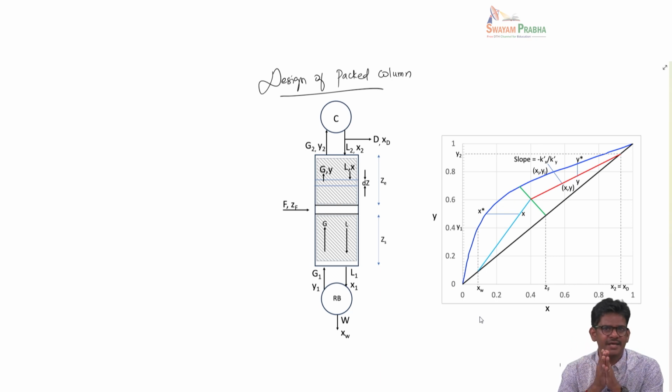And the packing material again is similar to what we used in absorption and stripping columns: Raschig rings, Interlox saddles, Berl saddles, etc. And the pressure drop calculation is also very similar to how we did in absorption.